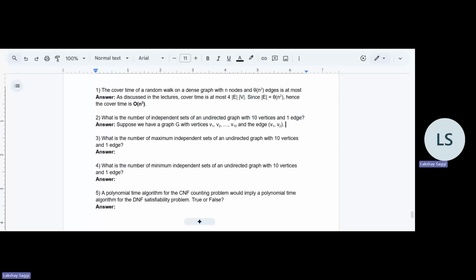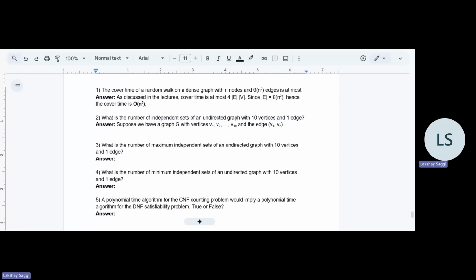And now our goal is, and this is without loss of generality because there will exist exactly one pair of vertices between which there is an edge. So then we can choose it to be any pair of vertices. Yeah. And now we have to find out the number of independent sets in this graph.